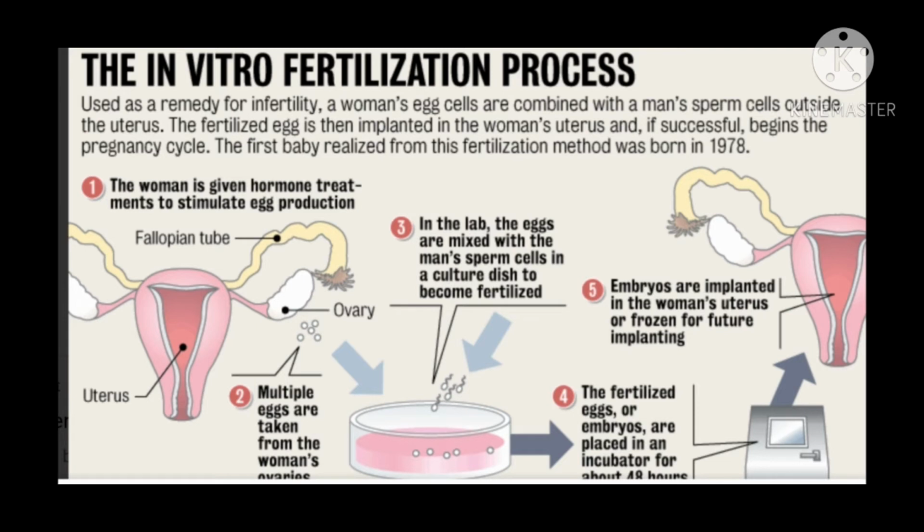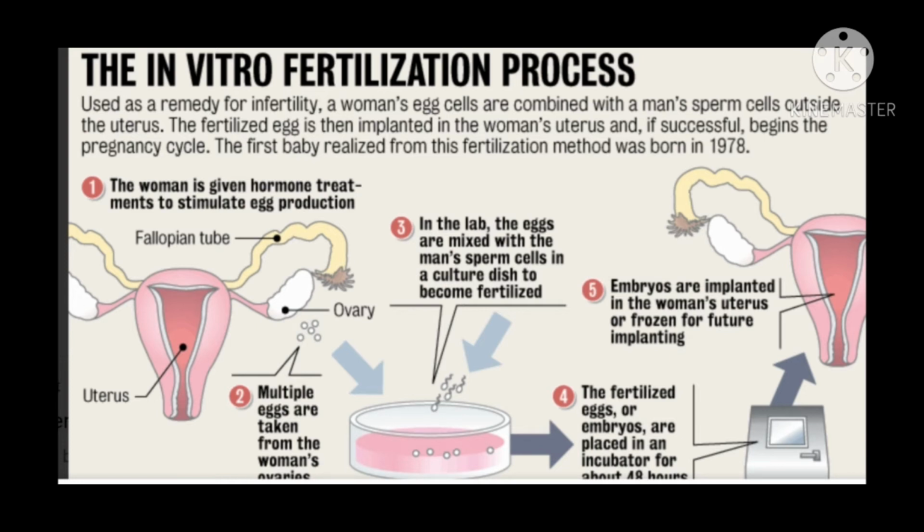In the first step, the woman is given hormonal treatment, that means injection of follicle stimulating hormones to stimulate egg production, and due to this more eggs are produced. In the next step, multiple eggs are taken from the woman's ovaries, and then in the lab the eggs are mixed with the man's sperm cells in a culture dish to become fertilized.